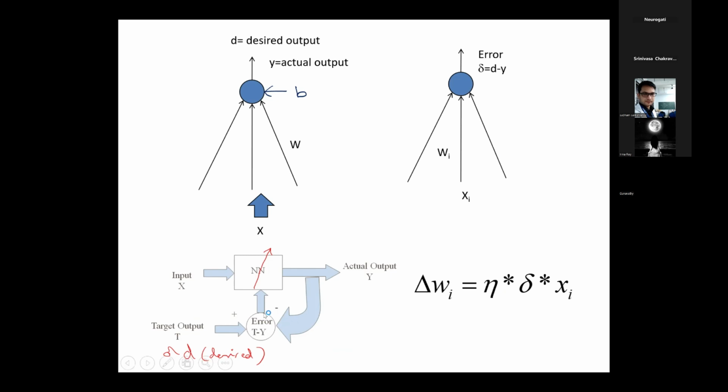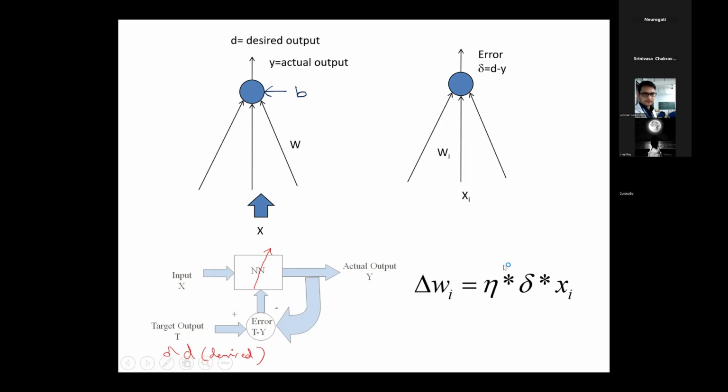Look at T minus Y, the error. If both are the same, then the network's output is correct, so there's no need for changing the network. If they are different, then there's an error, and you feed that error into the network, in this case a single neuron, and change the neuron's parameters in such a way that the input leads to the correct output.